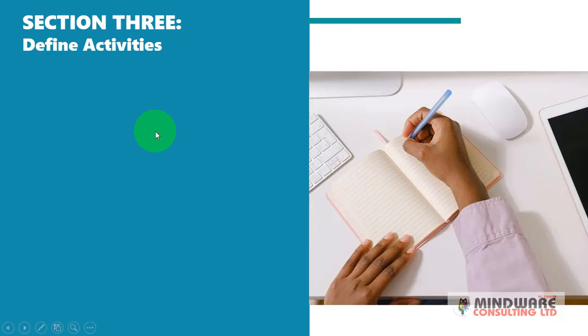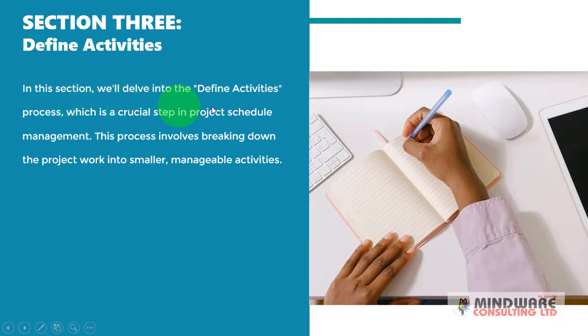So welcome to section 3 of our project schedule management in week 6. In this section, we're going to be looking at another important process, a key process in the project schedule management, and that is define activities. In this section, we'll delve into the define activities process, which is a crucial step in project schedule management. This process involves breaking down the project's work into smaller, manageable activities.